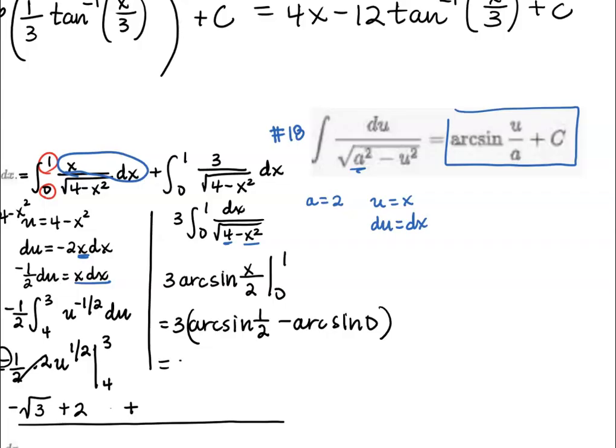Arc sine of 1/2, we're answering in radians here, is pi over 6. Then arc sine of 0 is 0. 3 times pi over 6 is pi over 2.